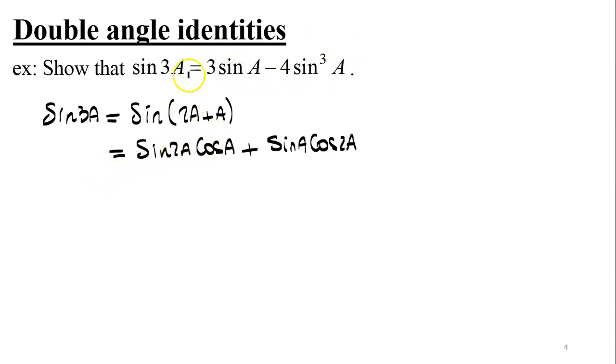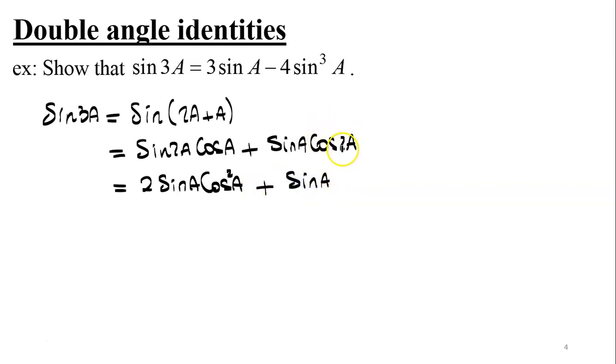Now, in order to reach the right-hand side, which is all in terms of sine a, I would need to get rid of cosine a and the double angle. So first I will start by applying the double angle identities of sine and cosine in order to get rid of sine 2a and cosine 2a. Sine 2a we already know is 2 sine a cosine a, times cosine a again, that would leave me with cosine squared a, plus sine a into.